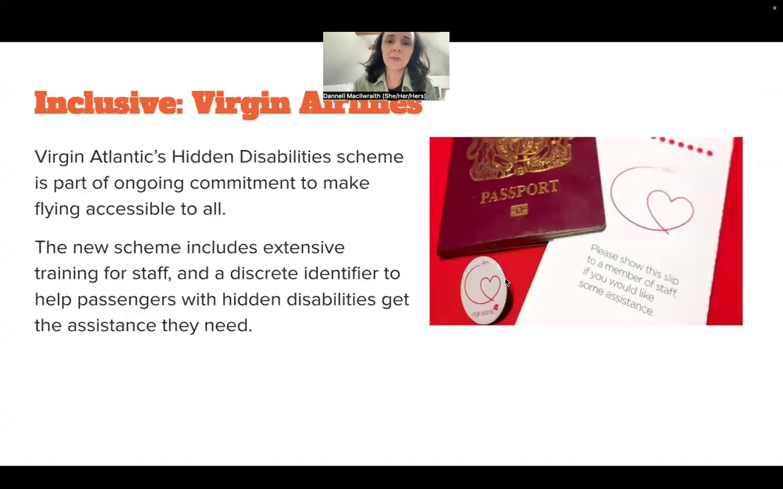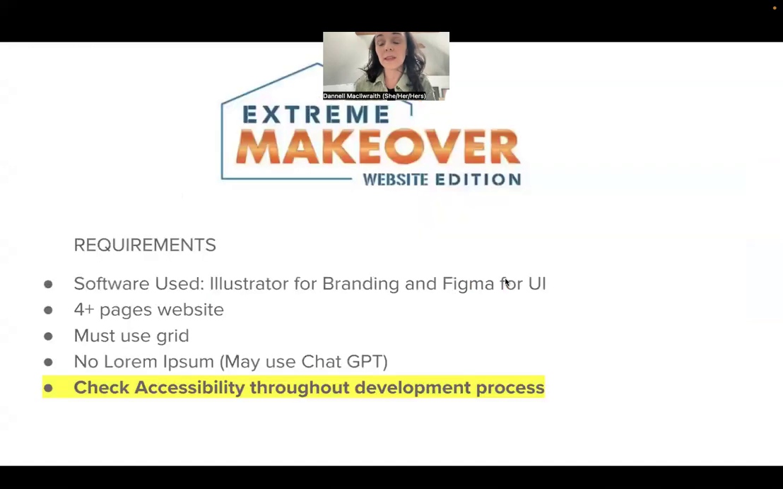There have been other case studies, like Virgin Airlines created this wonderful iconography that could be slipped into passports and worn as a pin. And this was to show that not all disabilities are something you can see. There are hidden disabilities, and this discreet identifier would help some passengers and let the staff be aware that these individuals might need extra assistance.